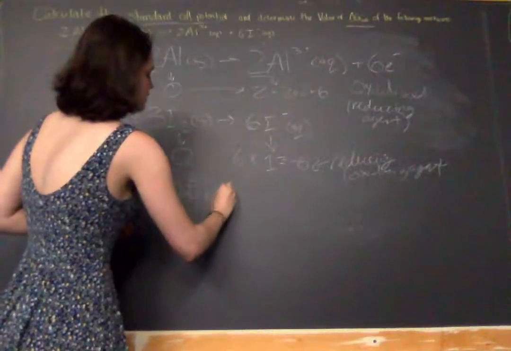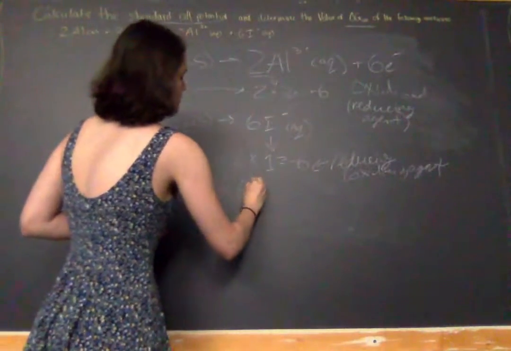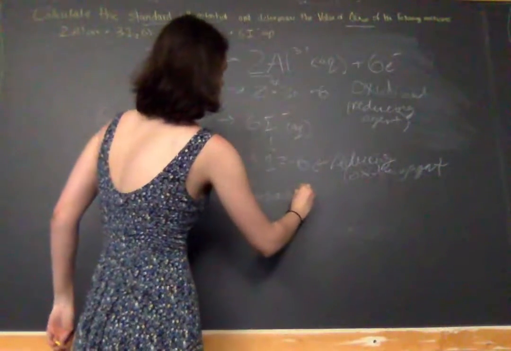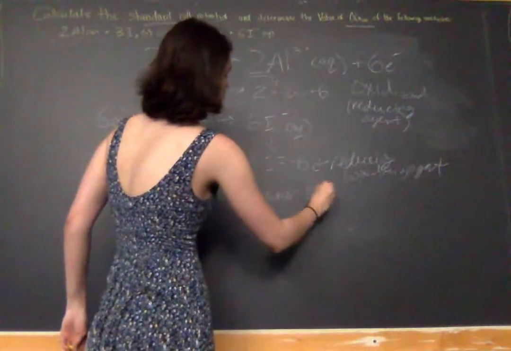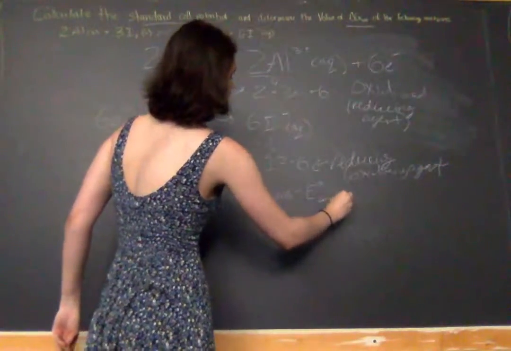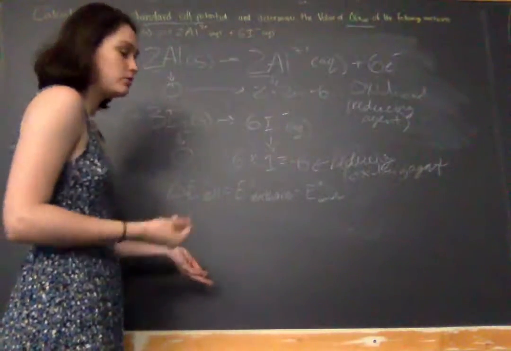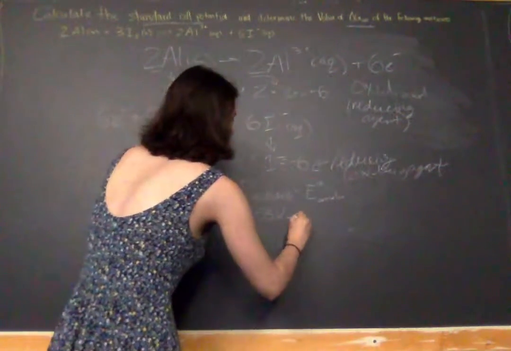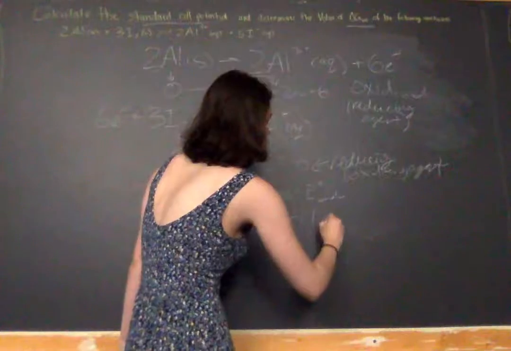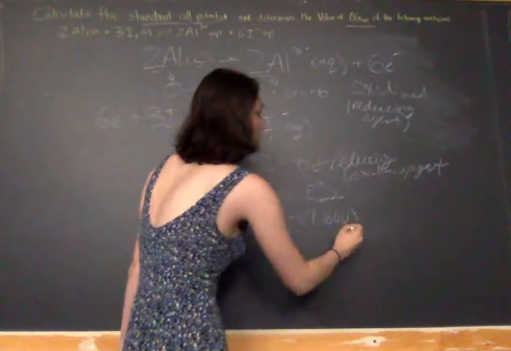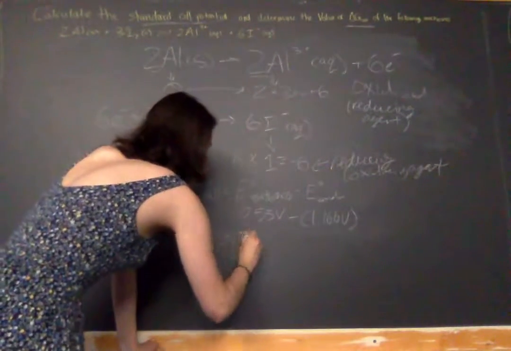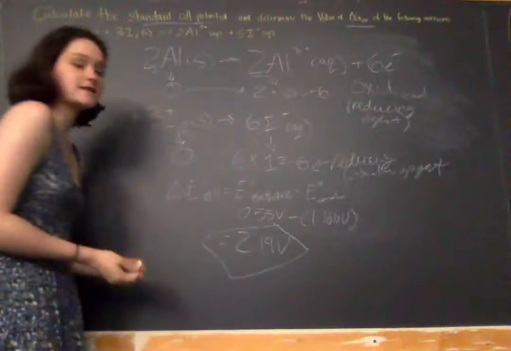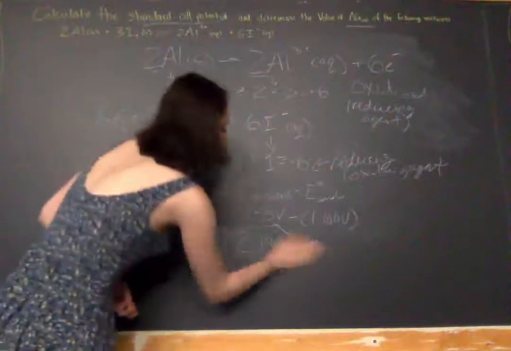Okay, so if we take it back to our equation, we know that the standard cell potential is equal to the potential of the cathode minus the anode. If we go back to our chart, what we'll find is 0.53 volts for the cathode minus negative 1.66 volts for the anode. Together, that equals 2.19 volts. So that's our answer.